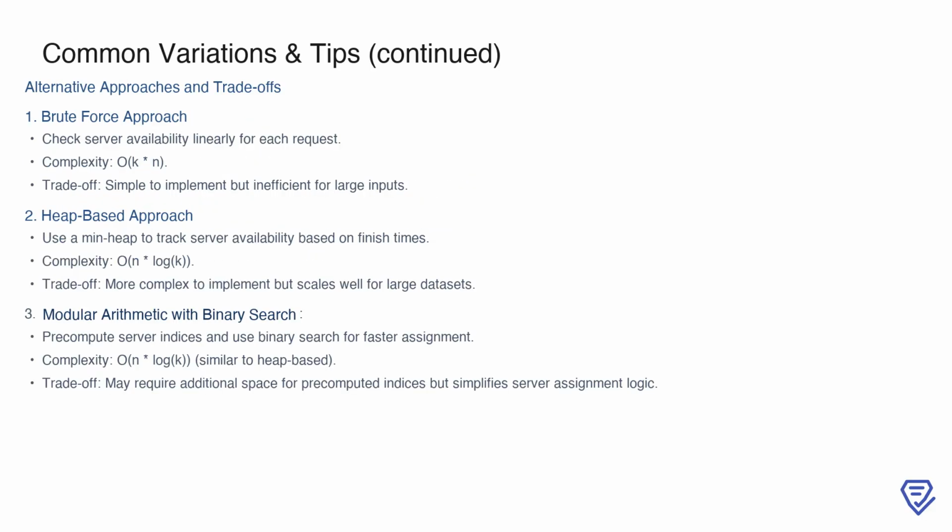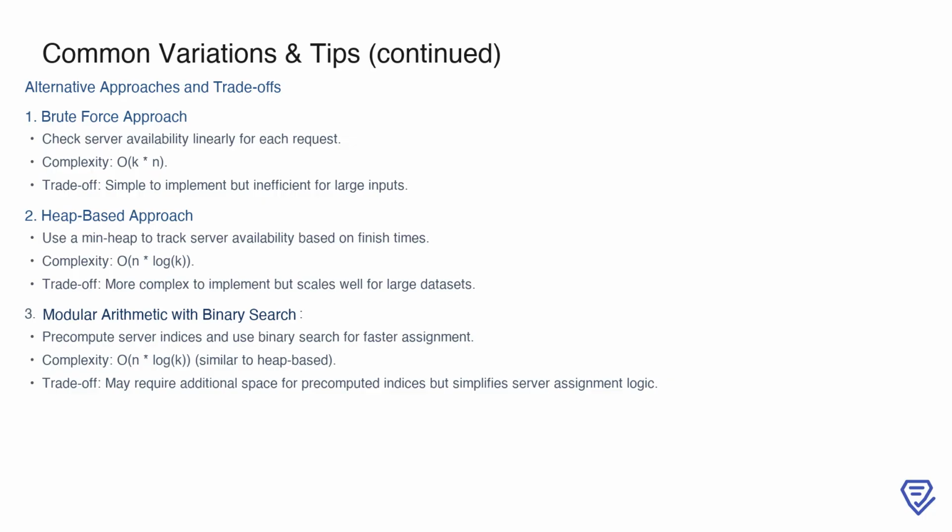When considering alternative approaches, it's important to evaluate the trade-offs of each. The brute force approach checks server availability linearly for each request. While simple to implement, it has a time complexity of O(k*n), making it inefficient for larger datasets. A more scalable solution is the heap-based approach, which uses a min-heap to track server availability based on finish times. This reduces complexity to O(n*log k) and is better suited for handling larger inputs, though it requires a deeper understanding of heaps.